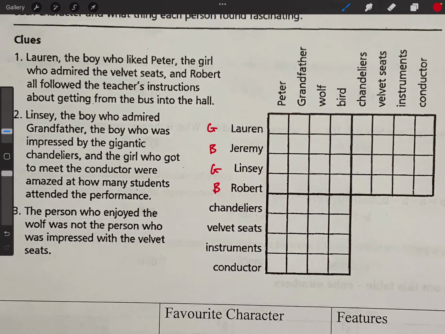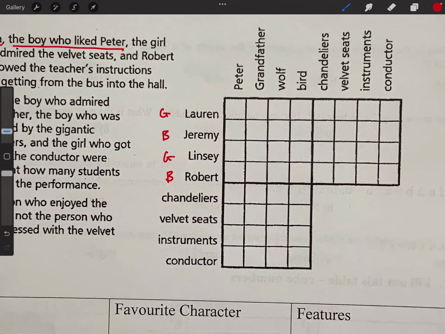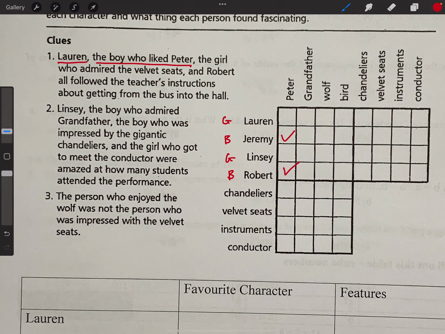Okay, so let's look at the first one. It says Lauren, that's the first person. Then the second person is the boy who liked Peter. Okay, so we know that there's only two boys, so it could be one or the other. So it could be Jeremy or Robert. We don't know who it is.